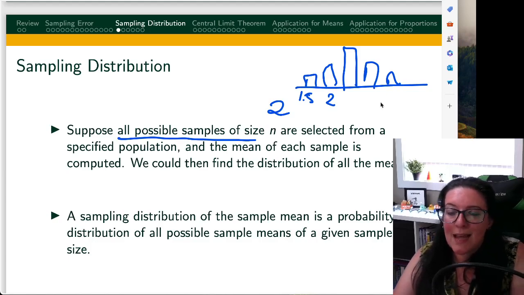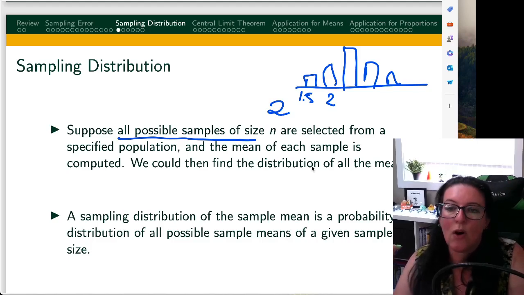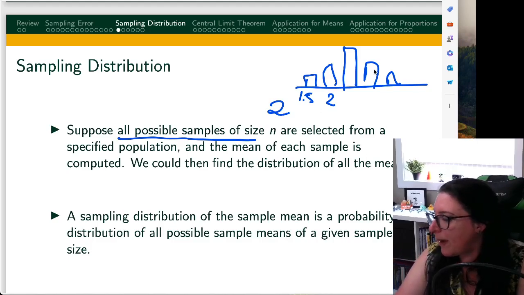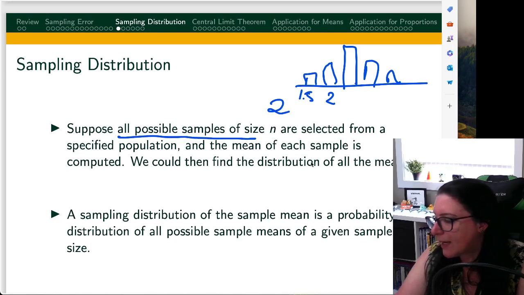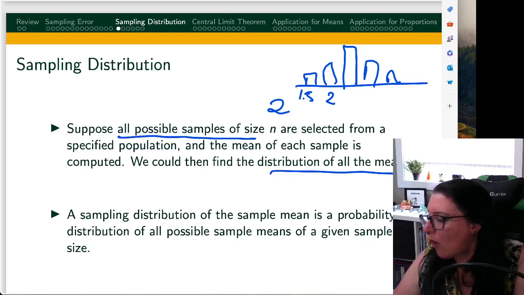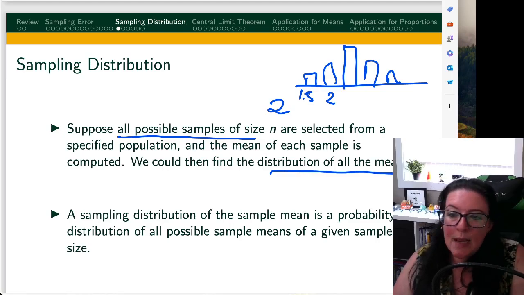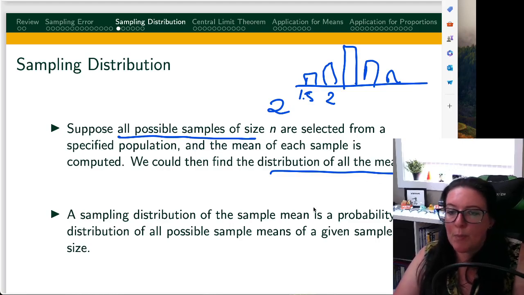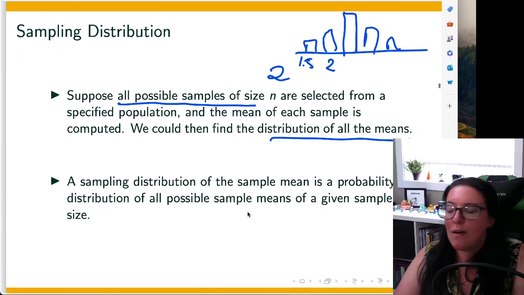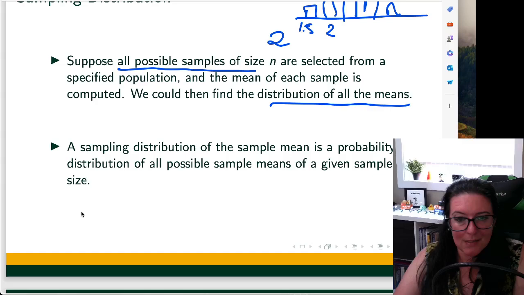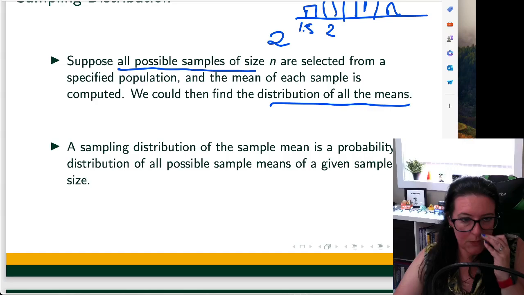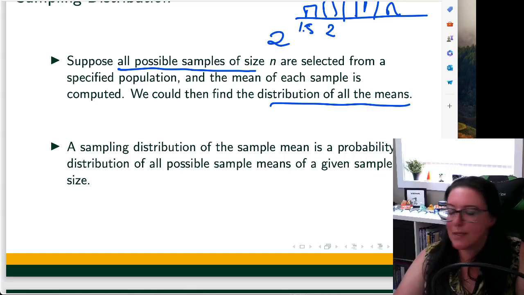Okay. And instead of being numbers here, they're the sample statistics. They're all averages that are making up this distribution. So we're getting a distribution of all the means. So the sampling distribution of the sample means is a probability distribution, a PDF, just like we saw before, of a given sample size. So let's construct a sampling distribution.